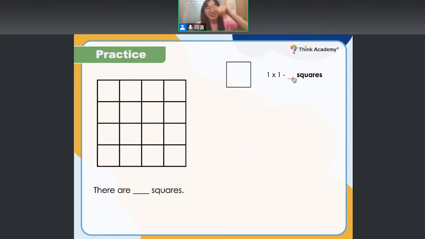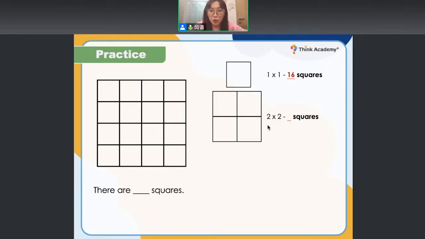Easy, right? So here, 1, 2, 3, 4, 5, 6, 7, 8. You can just count 1 by 1. And also an easier way, that is 4 times 4 equals 16, right? We have 16 1 by 1 squares. And let's have a look. How many 2 by 2 squares are there? How many?